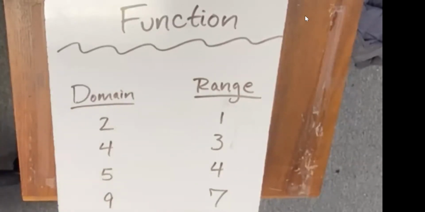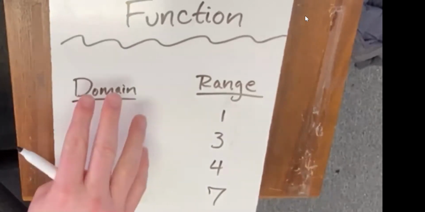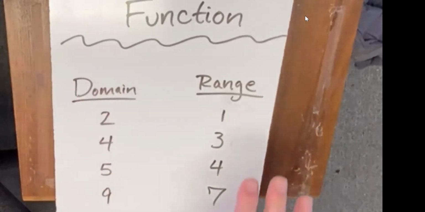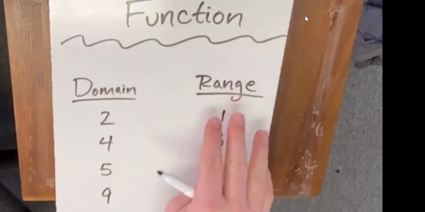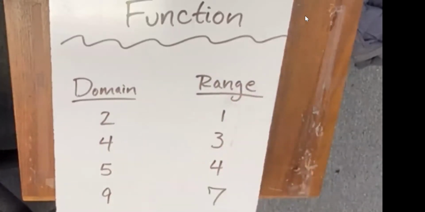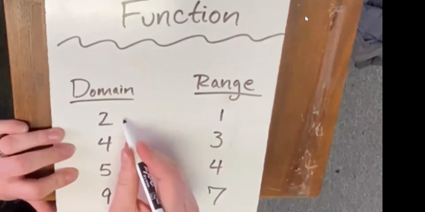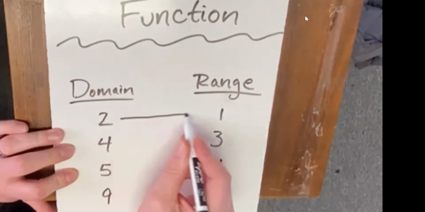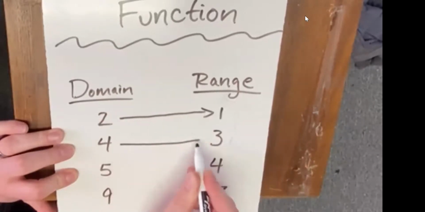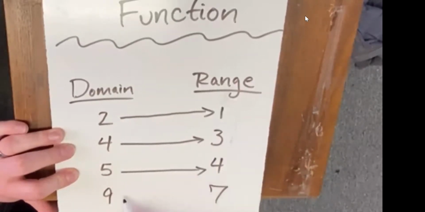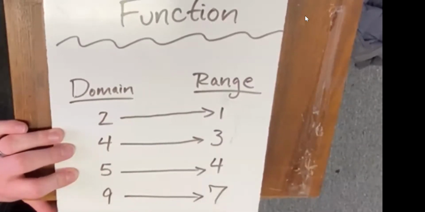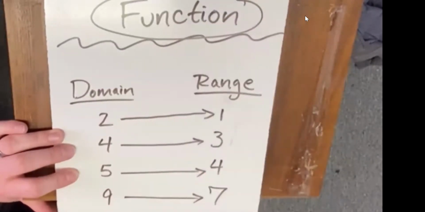So here is your first example of a function. On the left side, we have the domain, and on the right side, we have the range. In order for it to be called a function, it needs to have exactly one pair for each value. For the first one, we have 2 to 1, 4 to 3, 5 to 4, 9 to 7. So this would be an example of a function.